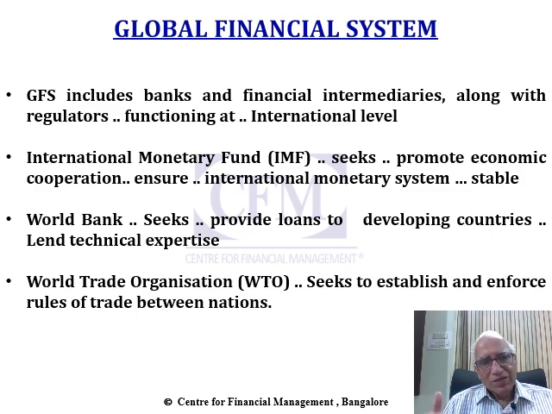The 3 major institutions in the global financial system are the International Monetary Fund, the World Bank, and the World Trade Organization. The International Monetary Fund seeks to promote economic cooperation and ensure that the international monetary system is stable. The World Bank seeks to provide loans to developing countries and also provides technical expertise. The World Trade Organization seeks to establish and enforce rules of trade between nations.